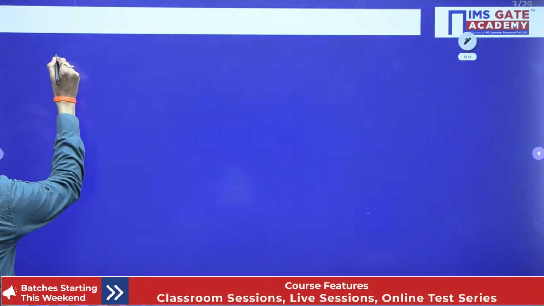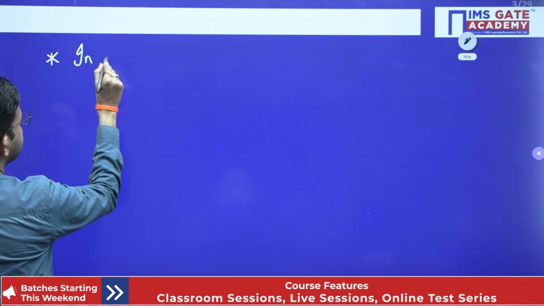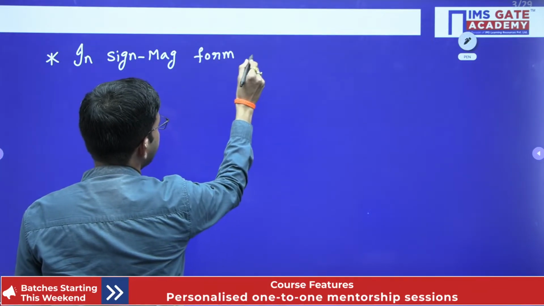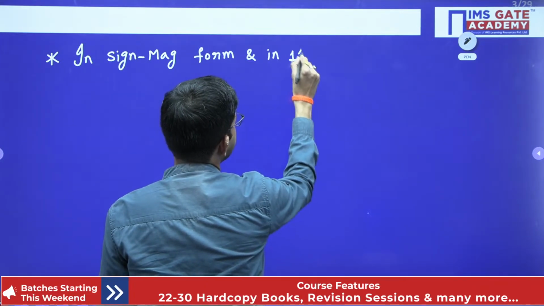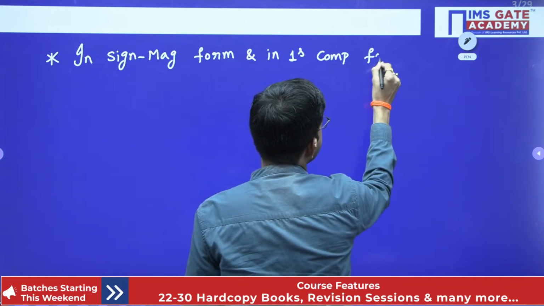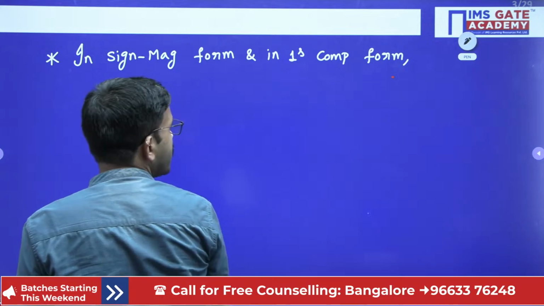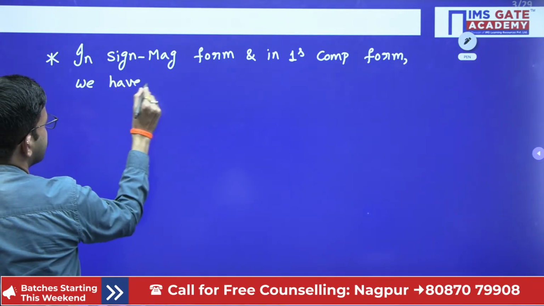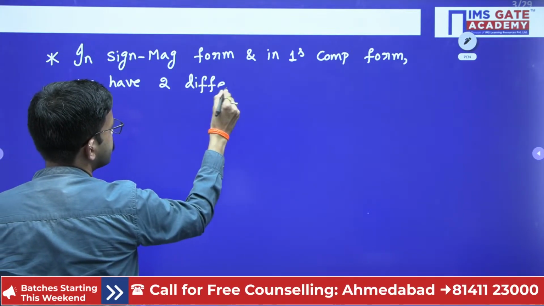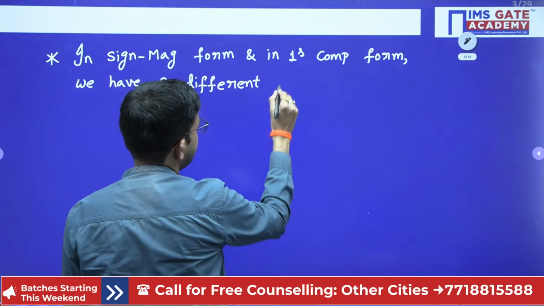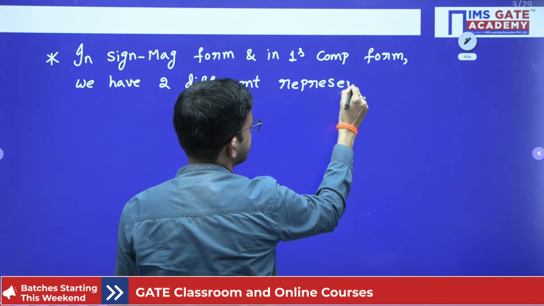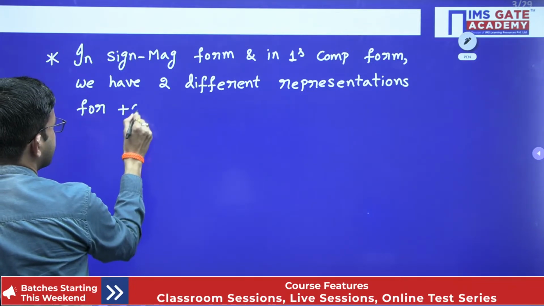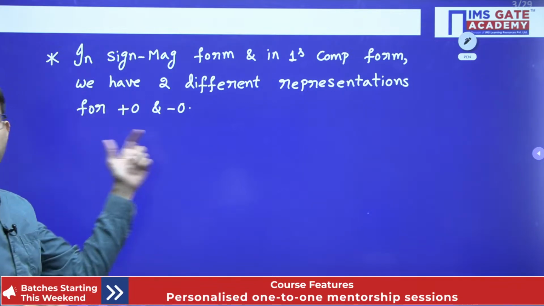So just write the conclusion point. In sign magnitude form and in ones complement form, we have two different representations for plus 0 and minus 0.